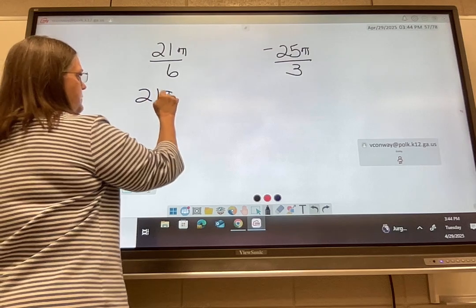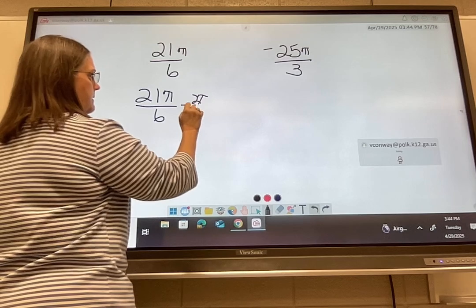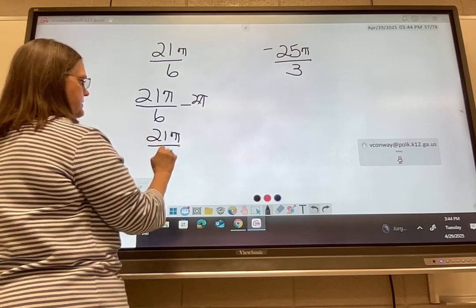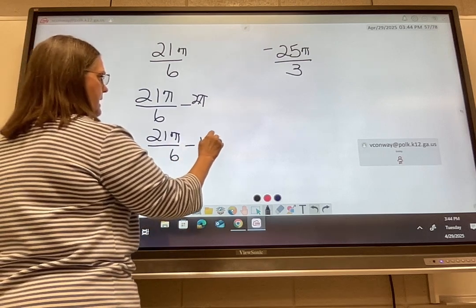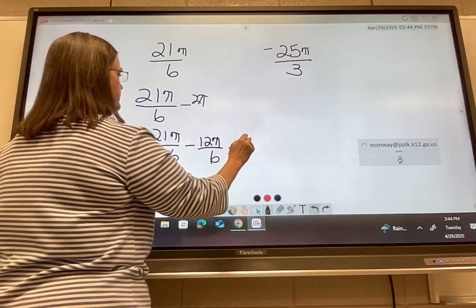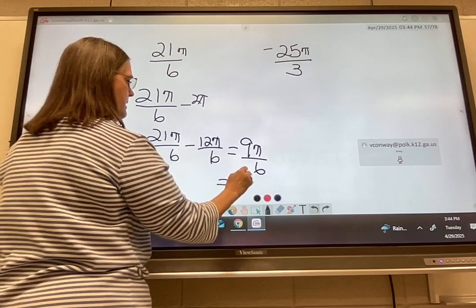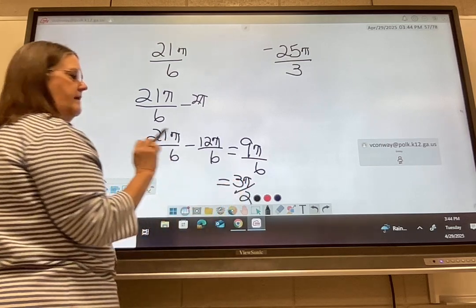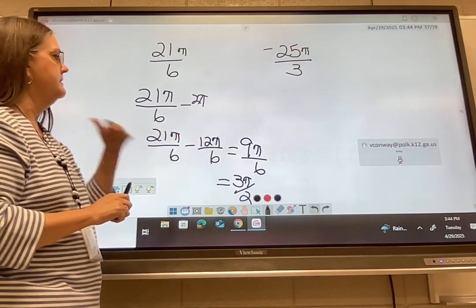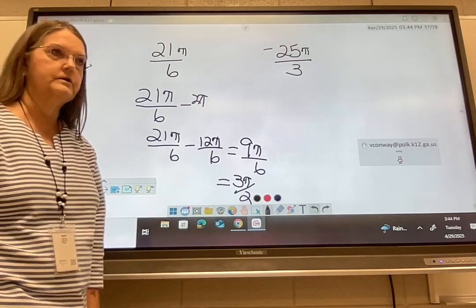You're taking 21 pi over 6, and basically you're subtracting 2 pi, which is 12 pi over 6. So 21 pi over 6 minus 12 pi over 6 is going to give you 9 pi over 6. And then you simplify that, and that's 3 pi over 2. And that's where you land. When you do this, you subtract until you land between 0 and 2 pi, so you know where on the unit circle it is located.